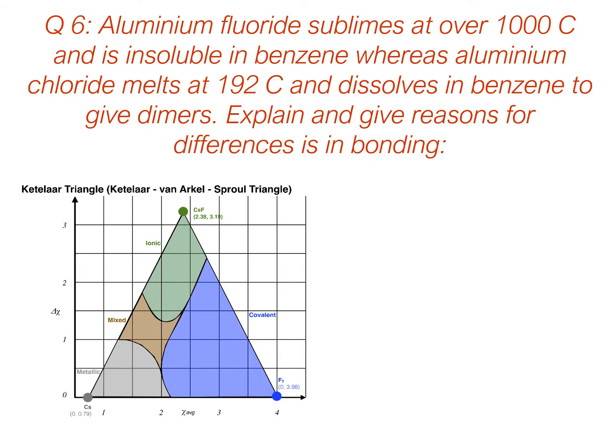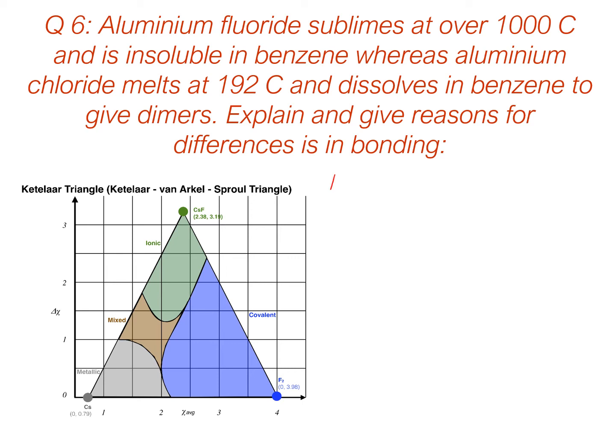So I said in the explanation of the last question, not all of aluminium's compounds are covalently bonded, and this is the answer to this question in short. So question 6, we're looking at aluminium fluoride and how it sublimes at over 1,000 degrees and is insoluble in benzene, whereas the chloride of aluminium melts at a much lower temperature and does dissolve in benzene to give dimers. So it asks us to explain this and give reasons for the differences in bonding. Well, the explanation is given already in the question. They're different because of the differences in bonding.